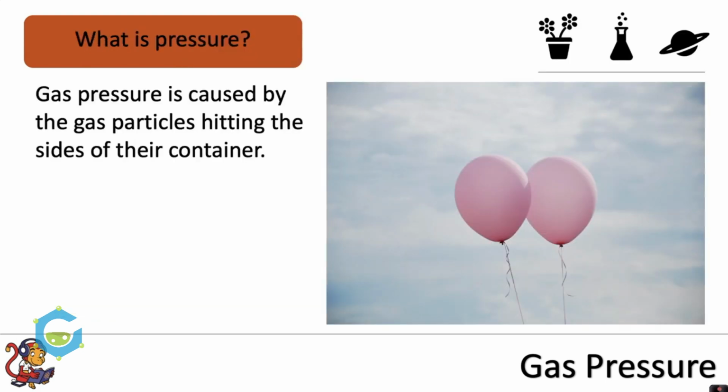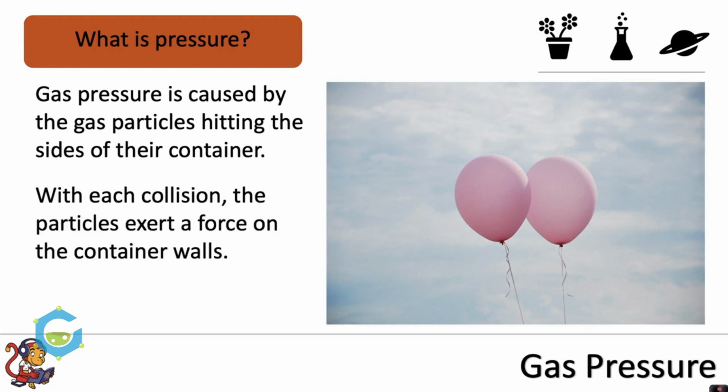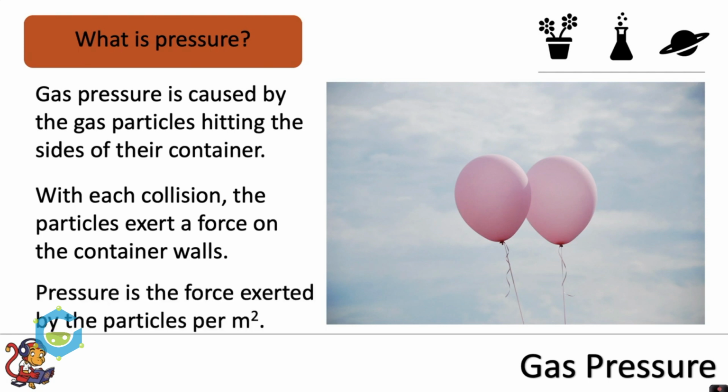Gas pressure is caused by the gas particles hitting the sides of their container. For example, the balloons in the picture are full of gas particles, and because their movement is random and fast, the particles will hit and collide with the sides of the balloon. With each collision, the particles exert a force on the container walls. Pressure is the force exerted by the particles per metre squared.